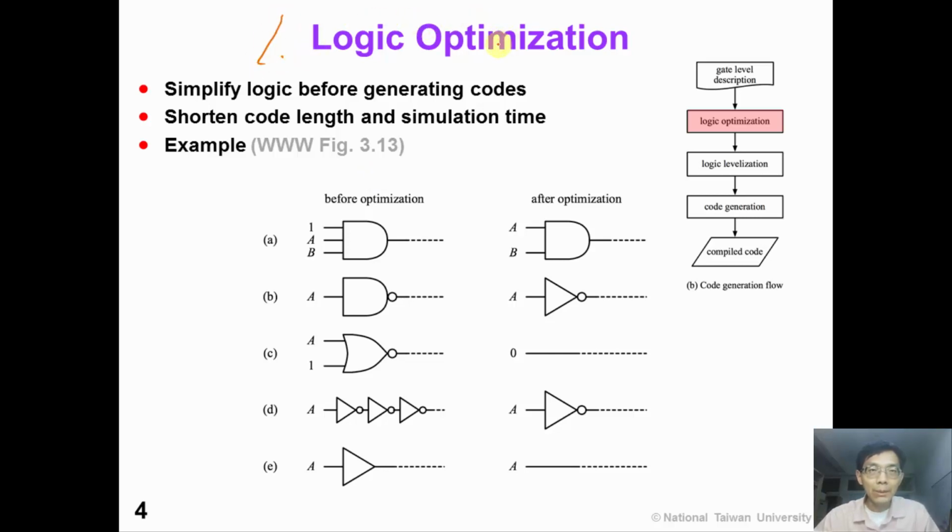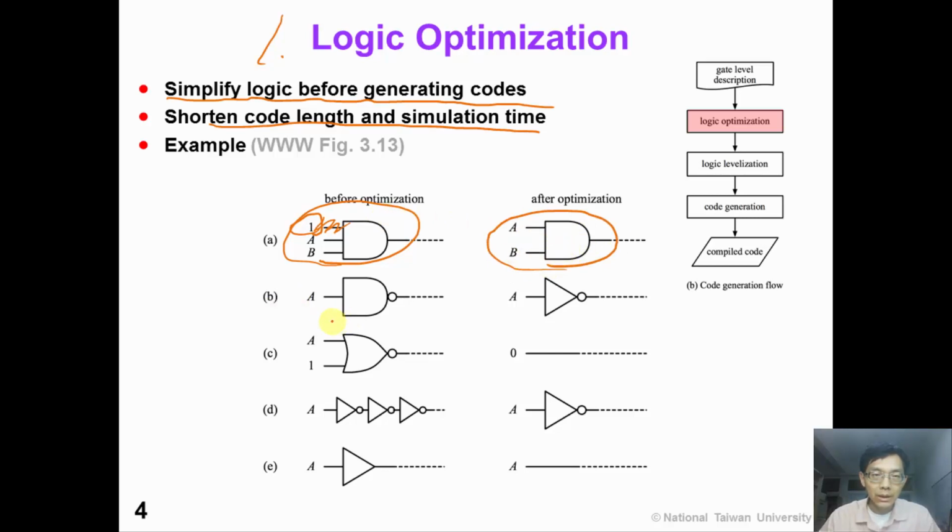First, logic optimization simplifies our circuit before we generate the code. If we can simplify the logic, we can shorten the runtime. For example, suppose we have a 3-input AND gate with this input tied to 1. We can simply remove this input. So we have a 2-input AND gate.